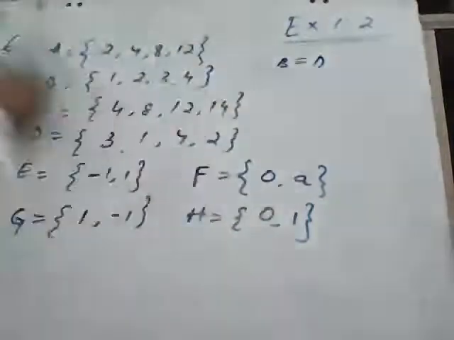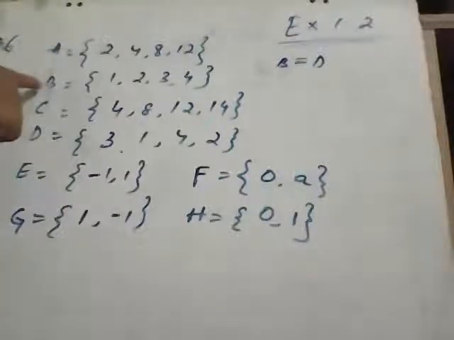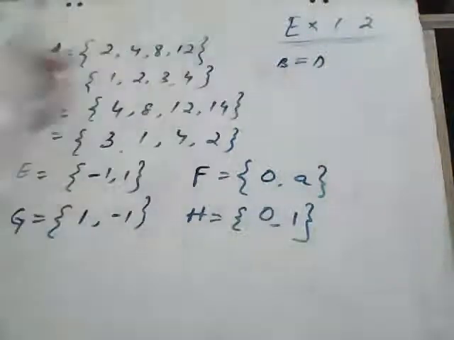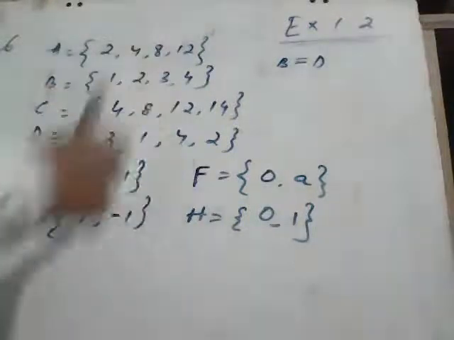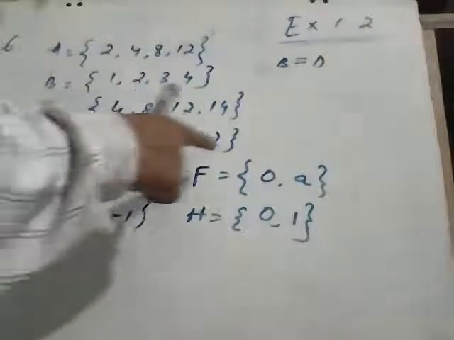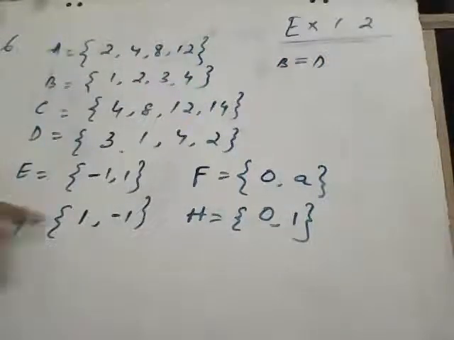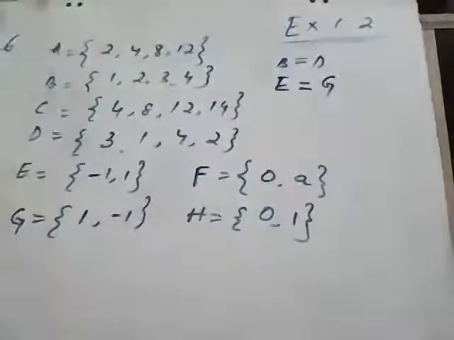B equal to D. When you check B, don't go back. Already A is checked with B. B, C, they are not equal. B, D, they are equal. B, E, G, F, H. B is not equal to any other. Then come to C. C is also not equal. Why? Here 4 elements. Here different. Then D, already checked. Here they are not equal to E, F, G, H. Then E. E and G are equal. E is equal to G. Why?